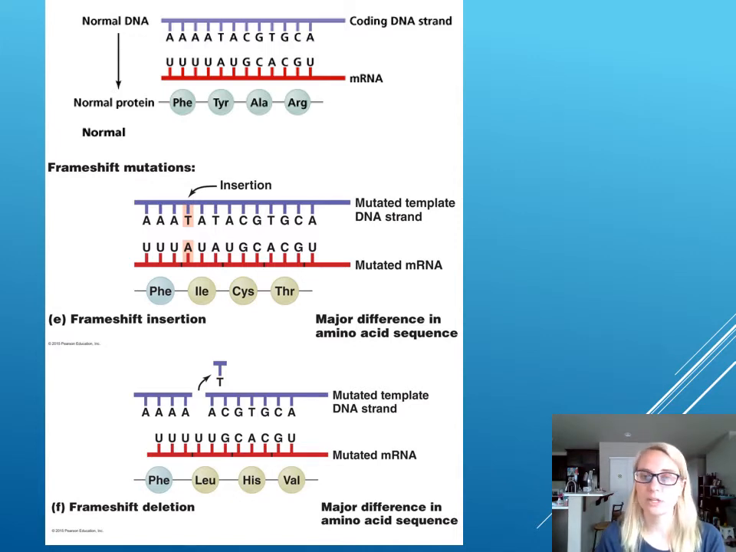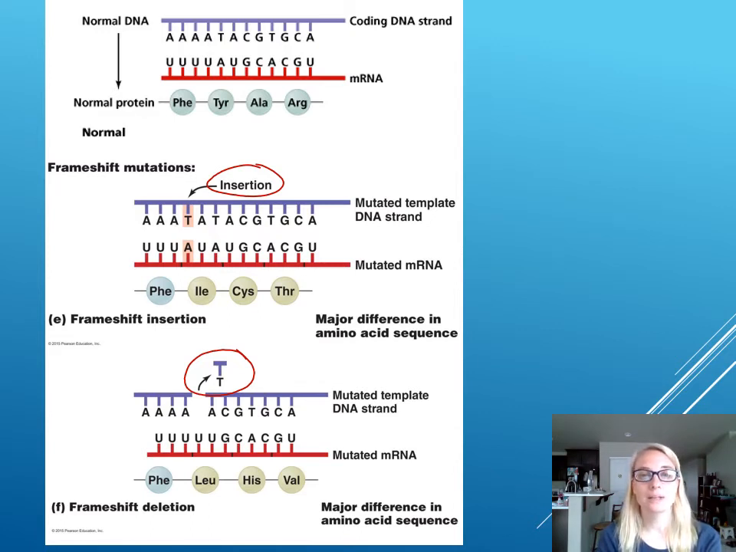So these are also pretty darn devastating because what they do is not only affect just one position in that codon, but wherever the frameshift happens, everything downstream to that shift is affected. So we're using the same coding strand, mRNA, and protein chain that we saw in the last one, so phenylalanine, tyrosine, alanine, arginine. And we have two ways that you can do a frameshift mutation. You can have an insertion where the DNA polymerase accidentally puts in an extra base that's not matched up to anything, or you could have a deletion where DNA polymerase accidentally removes a base, and so now you're missing part of the DNA sequence.